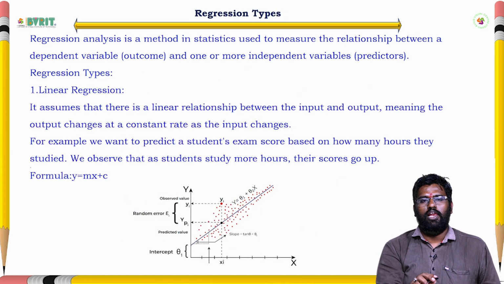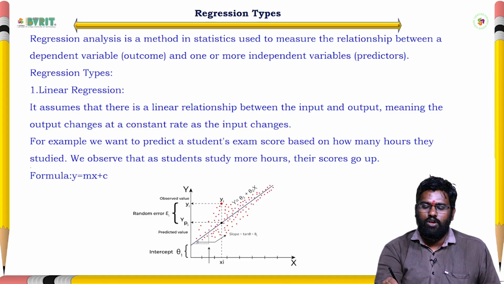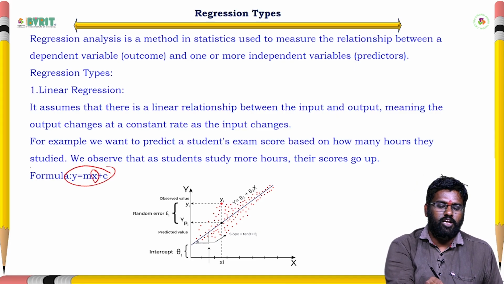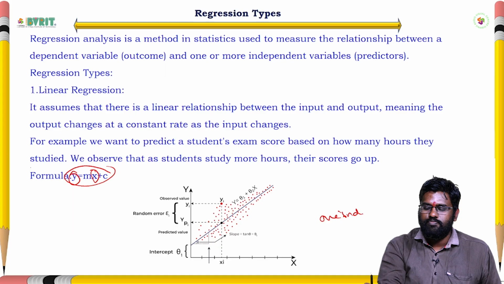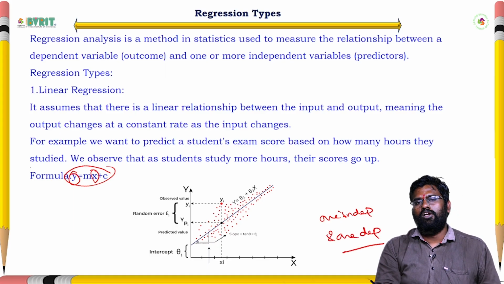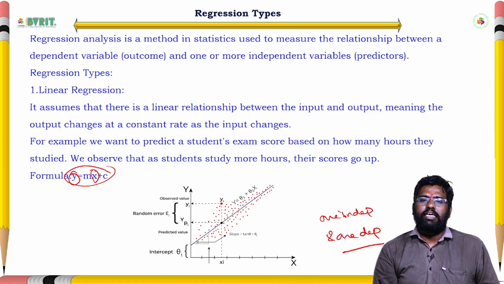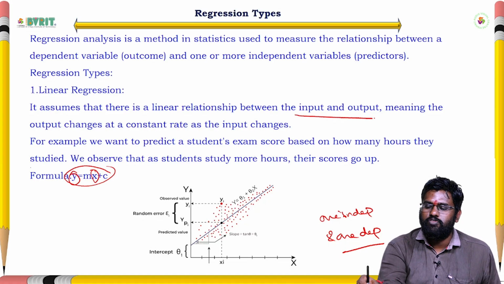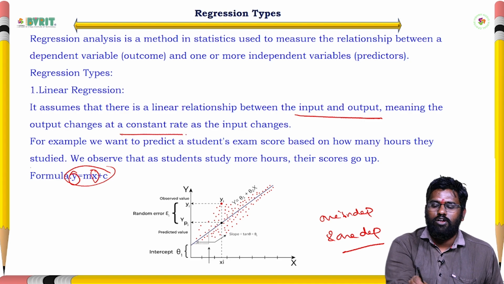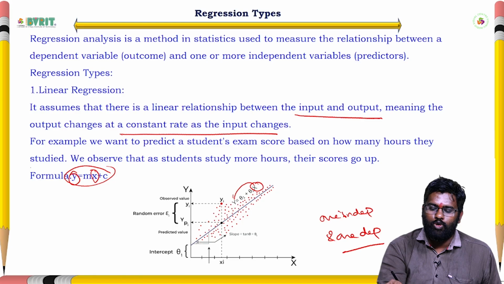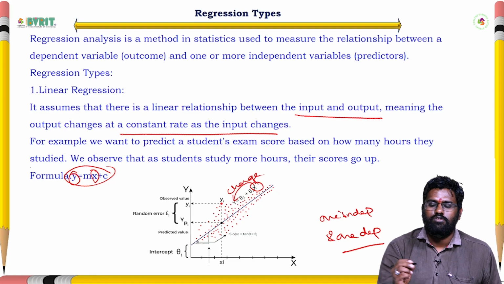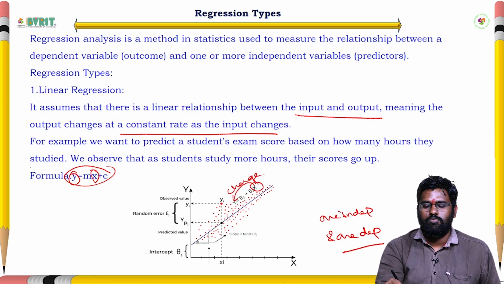Coming to the first one, linear regression. Linear regression is y equal to mx plus c, where x is the independent variable and y is the dependent variable. It contains only one independent and one dependent variable. That is called linear regression. It is used to show the relationship between input and output, meaning it has a constant rate when the input changes. So when we change the value of x, the y value will also change.